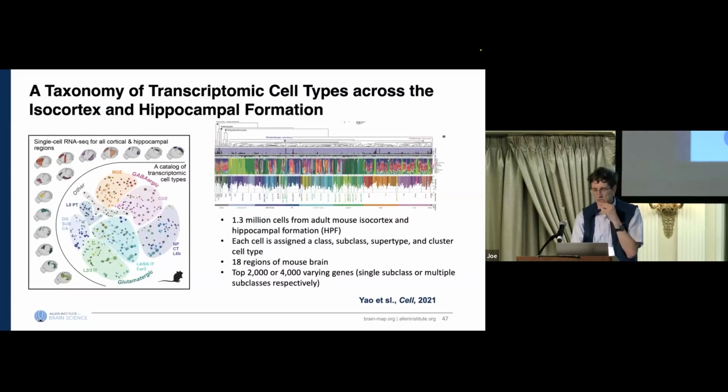So, one of the things we did, we studied this data set here, which was a few years ago an entire transcriptomic profiling of all of the cortex and the hippocampus in the mouse. It's 1.3 million cells. They were assigned to different levels of resolution: class, subclass, supertype, and cell type. It came from 18 different regions, and so we used the top 2,000 to 4,000 genes, depending on what resolution we wanted, to build up this kind of complex.